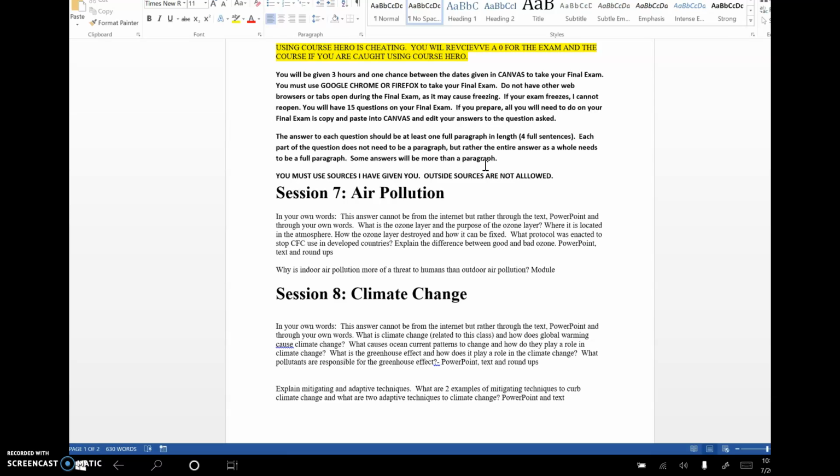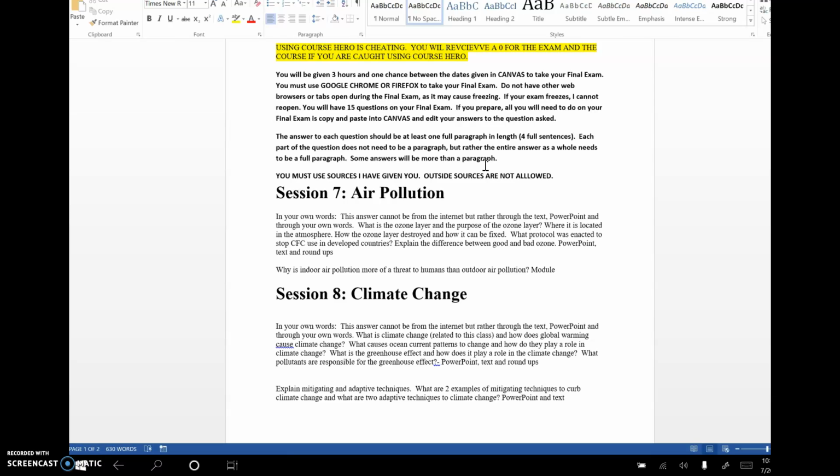What protocol was enacted to stop CFC use in developed countries? So I want you to talk about the Montreal Protocol. Explain the difference between good and bad ozone. So there's both good and bad ozone. There's ozone that can be found in that layer of the atmosphere that protects us from that UVA and UVB radiation, but the bad ozone is ground level ozone, and that's what we call smog, and I want you to talk about that. So a lot of this can usually be found in your roundups, so make sure you take a look at that.